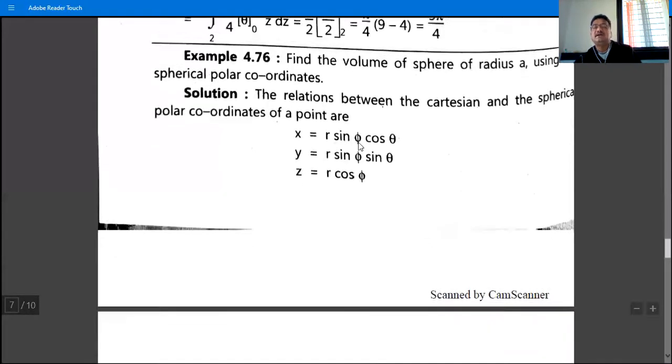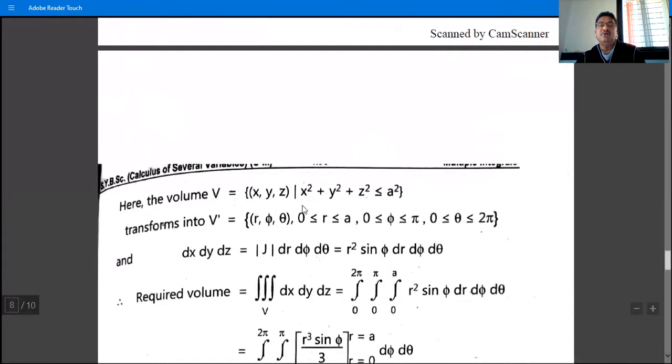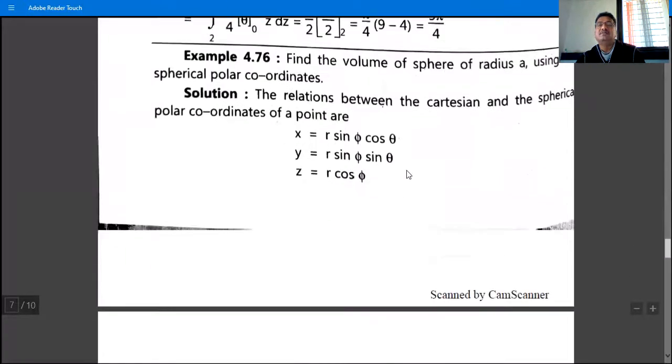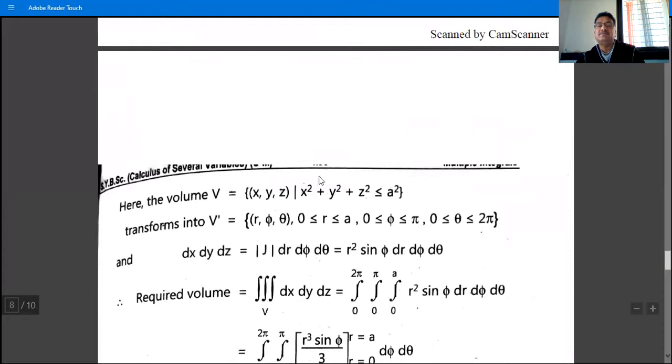x is equal to r sin phi cos theta, and so on. Now the volume of the sphere of radius a. This is the equation of a sphere of radius a: x square plus y square plus z square is less than or equal to a square. Equal to a square means the sphere, and less than or equal to a square means the whole portion lies in the sphere.